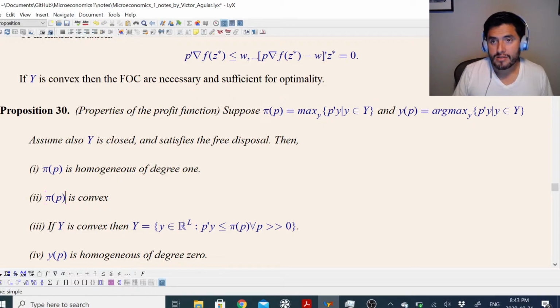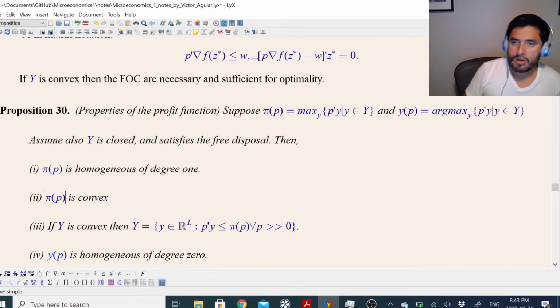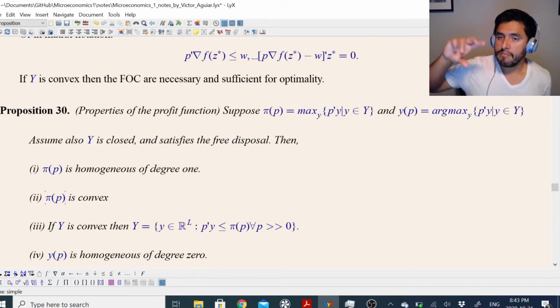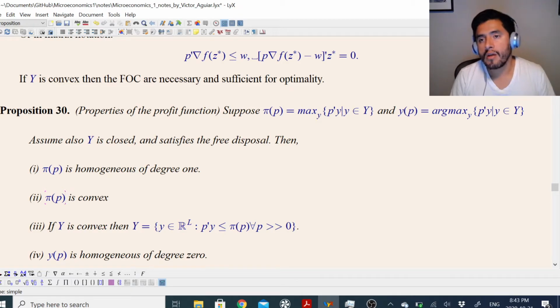Profits are convex. So what does it mean? Profits are a multivariate function of a vector p. The fact that it's convex in p basically means this is the multivariate notion of convexity, which we studied in the mirror image, the expenditure function in the consumer chapter, when the expenditure function was concave in prices. Here, the profit function is convex in prices, so it's the mirror image of the expenditure function.